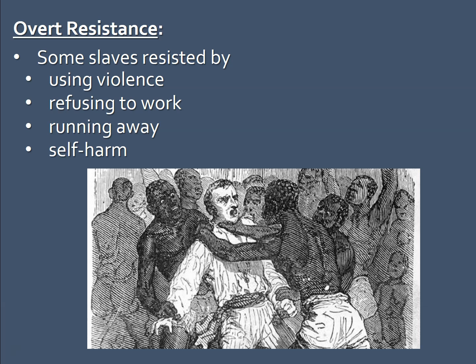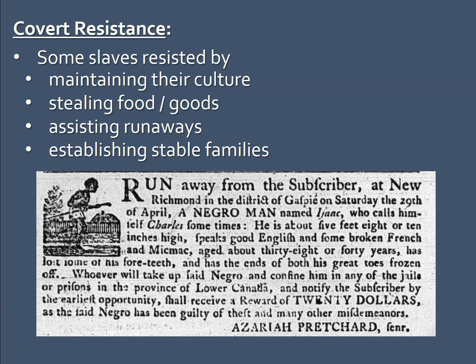Why would you want to work your whole life for this person who's never going to give you anything other than continued slavery? So that's overt. That's open resistance, easy to see, very dramatic. And then there's something we call covert resistance. Covert means secretive, or at least not open. It's kind of hidden. And this was a type of resistance that almost all slaves could participate in.